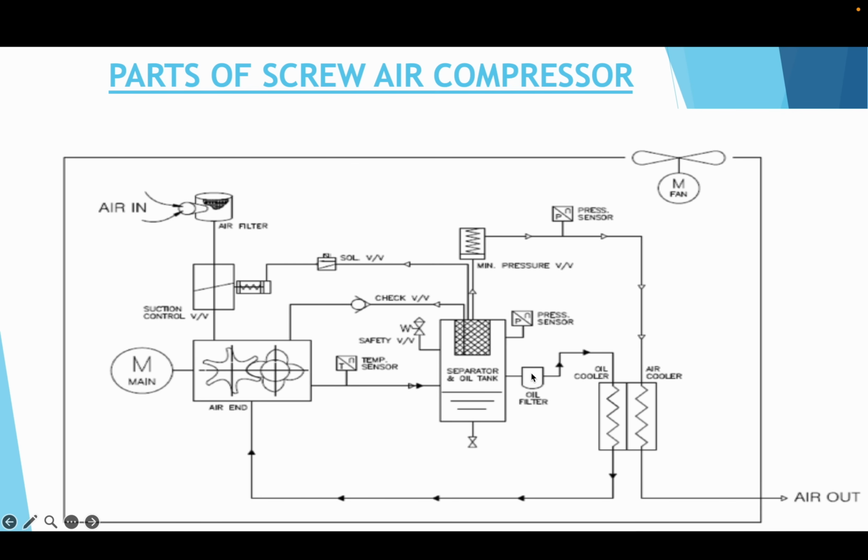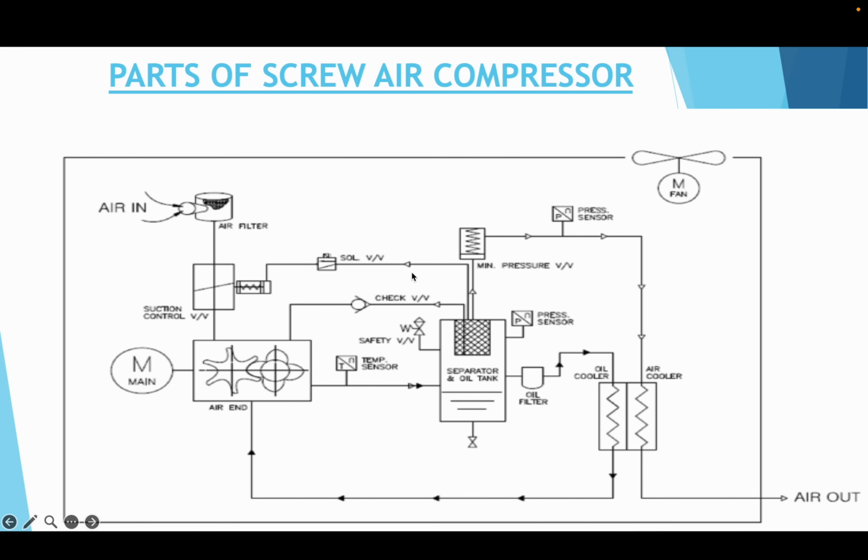Now this minimum pressure valve, this solenoid valve and the suction valve, these three are the most important components to ensure that this screw air compressor doesn't get overheated and compressed air is produced in a continuous manner. How? This minimum pressure valve will only lift when there is a sufficient amount of air to lift it against the spring, which is more than 4.5 to 5 bar.